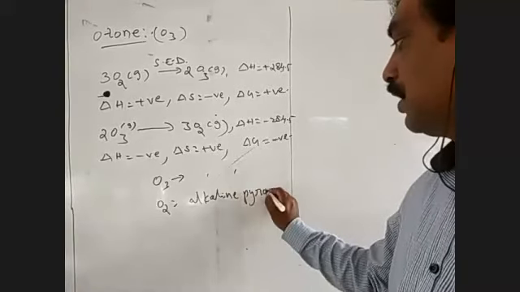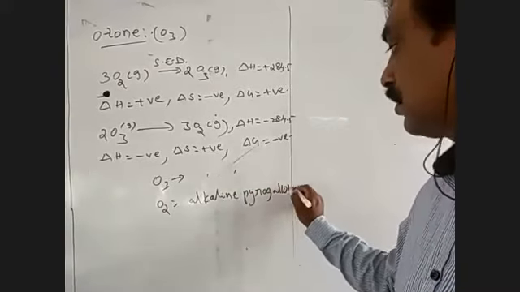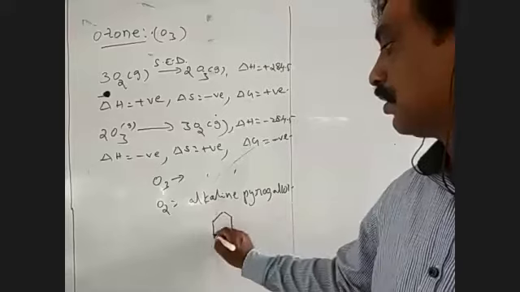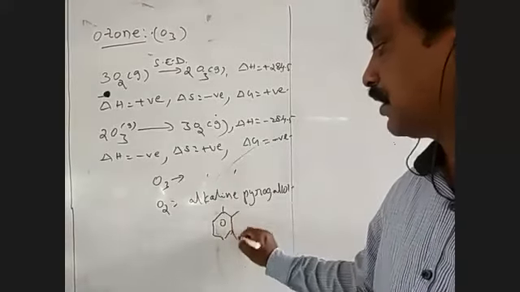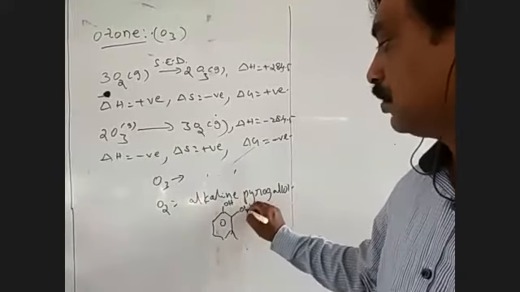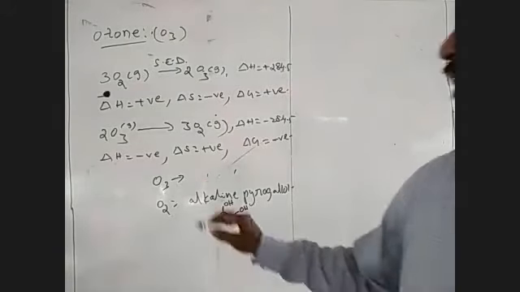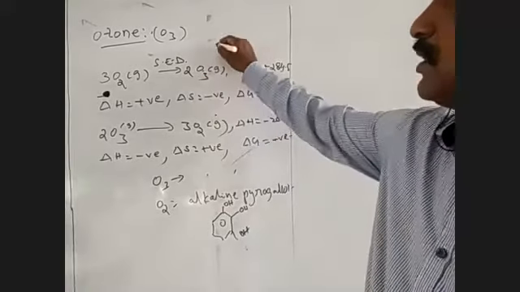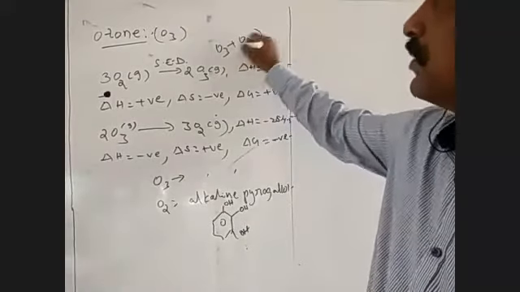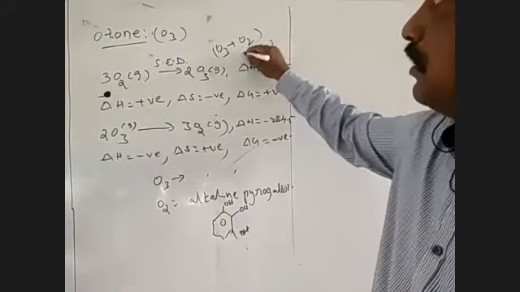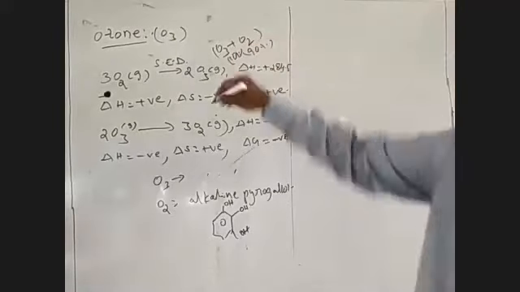Alkaline pyrogallol solution means 1,2,3-trihydroxybenzene in alkaline medium. In the mixture of O3 plus O2, called ozonized oxygen, about 90% is oxygen and only 10% is ozone.